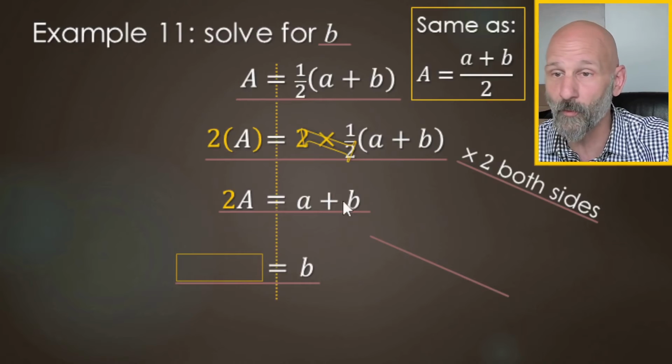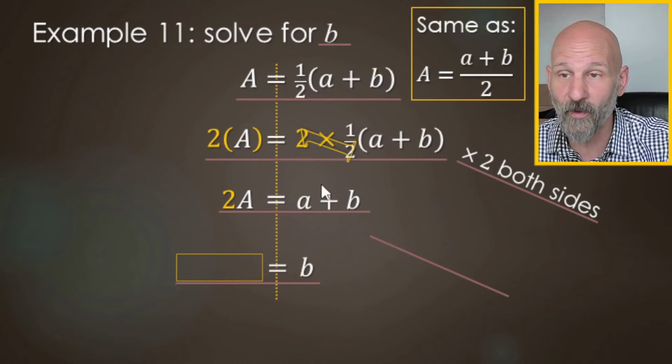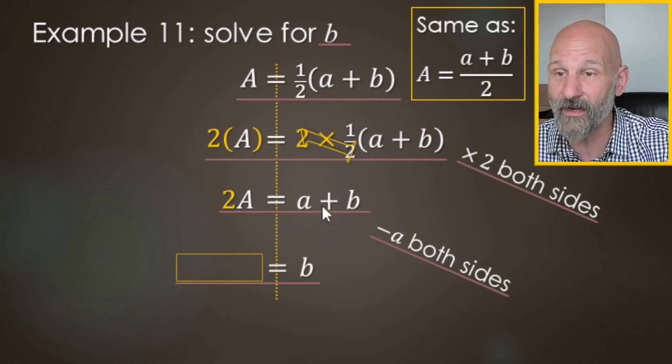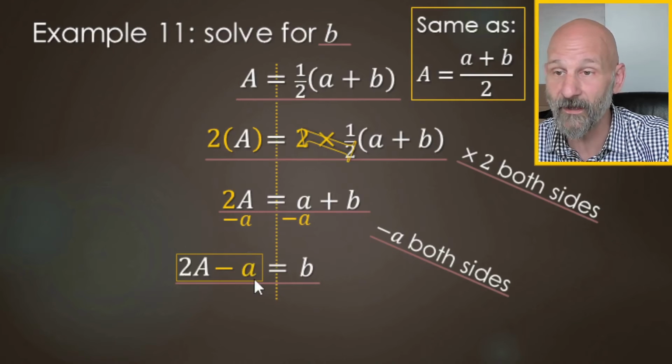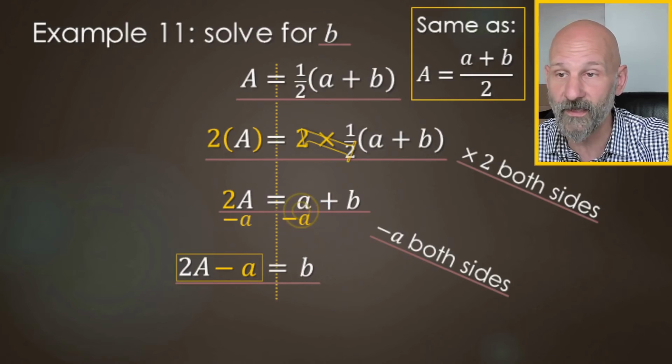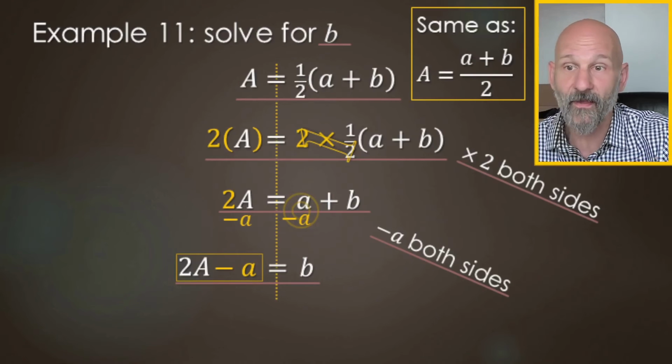Now remember, we're solving for B. We don't want the plus little a here, so we're going to subtract little a from both sides, right? So now we have 2 big A minus little a, and that's what B equals, because we have no more a's on the right-hand side. Okay, and that's done.